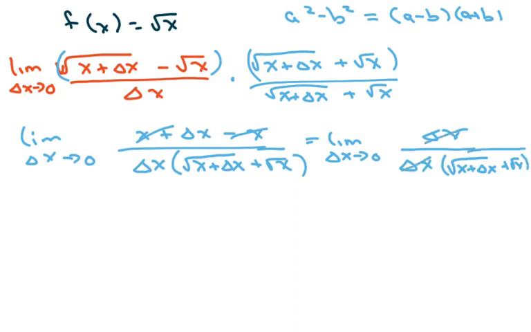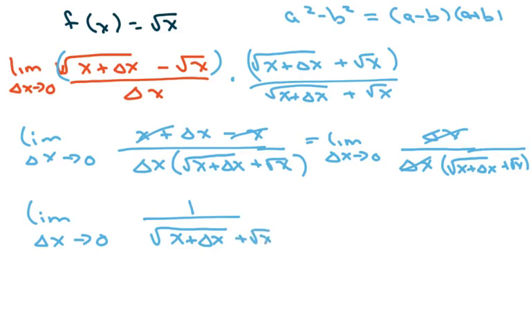Now these cancel, so you're going to get the limit as delta x approaches 0 of 1 over square root of x plus delta x plus square root of x. And then when you input the 0, you're going to get 1 over square root of x plus the square root of x, which equals 1 over 2 square root of x.